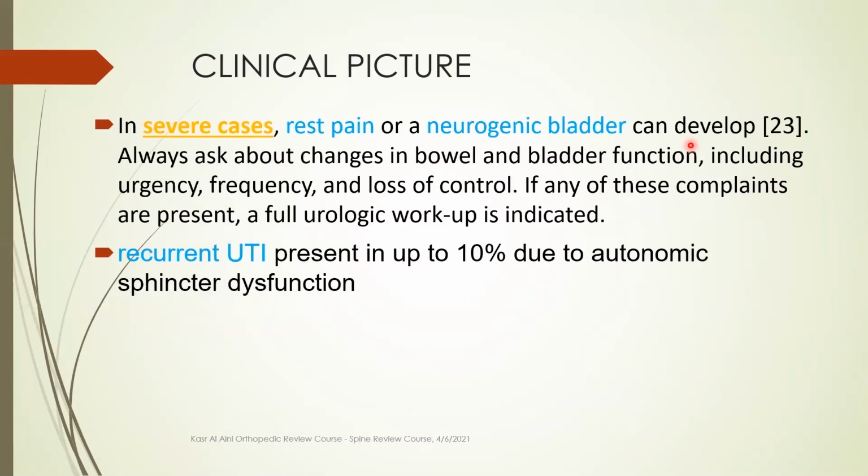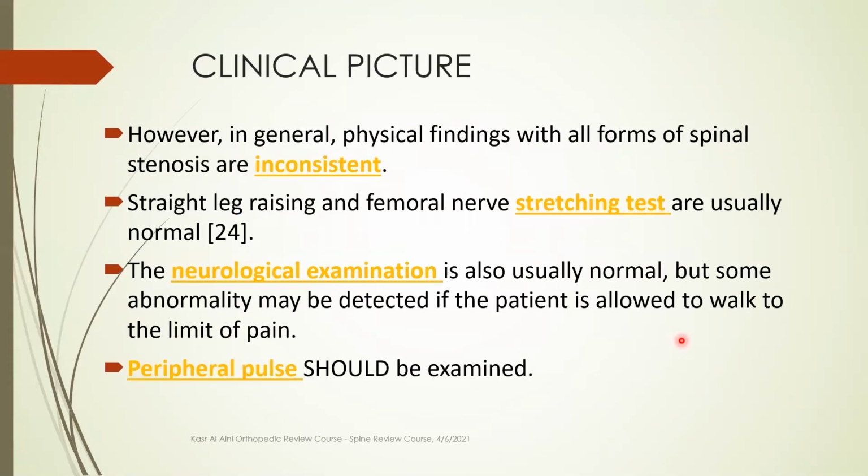central stenosis. In severe cases, rest pain or a neurogenic bladder can develop, so always ask about changes in bowel and bladder, including urgency, frequency, and loss of control. If any of these complaints are present, a full urologic workup is indicated. Remember that there is recurrent urinary tract infection in up to 10% due to autonomic sphincter dysfunction.